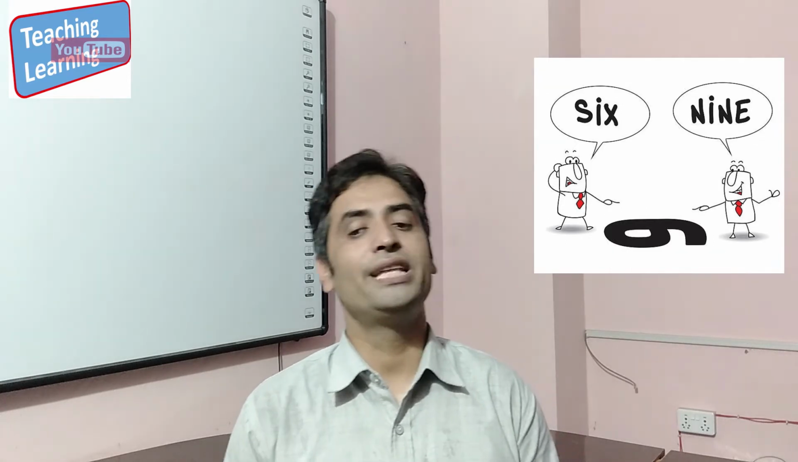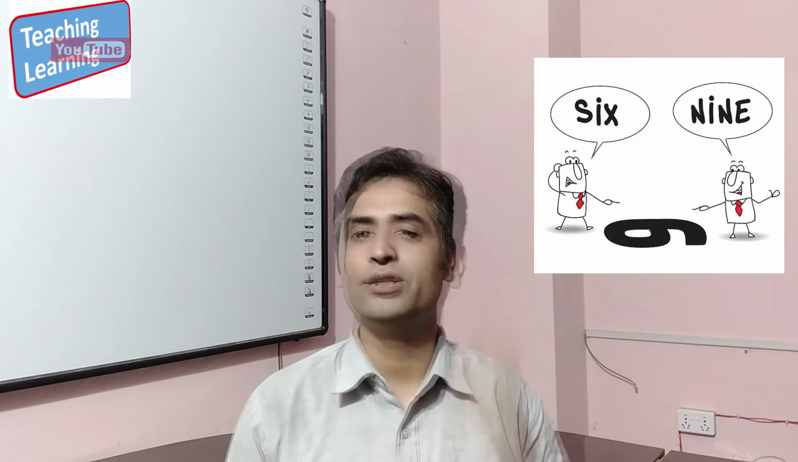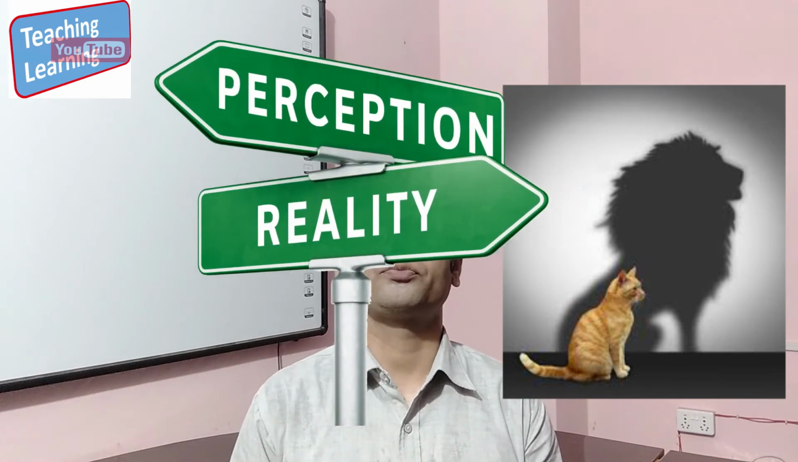Okay, so what we think is perception and what the thing is in real is reality. Perception acts as a lens through which we view reality. So perception is a kind of lens. It's a viewpoint through which we try to figure out reality in academia and in general life.